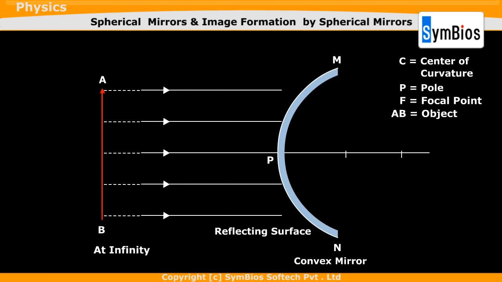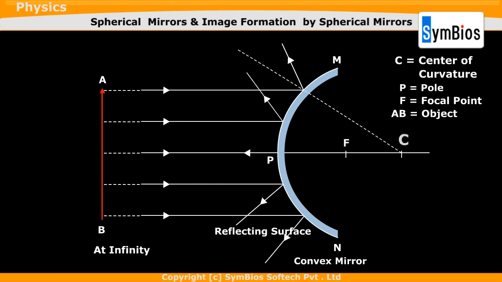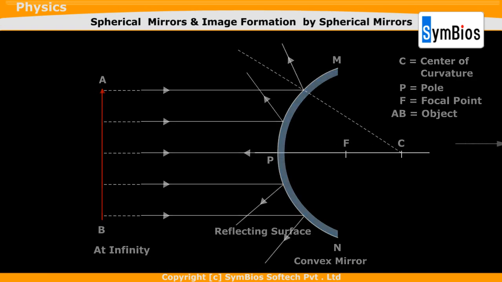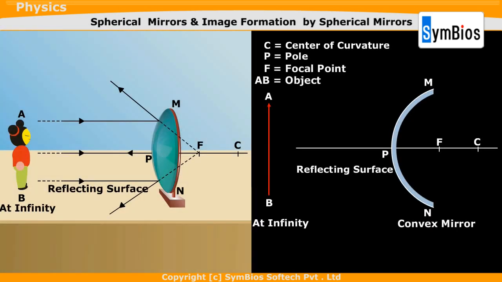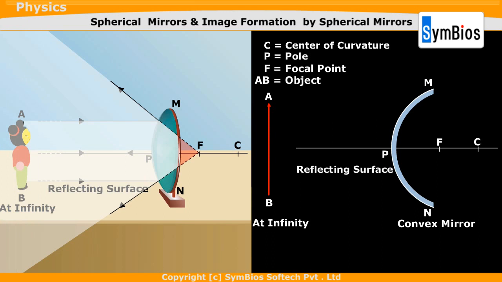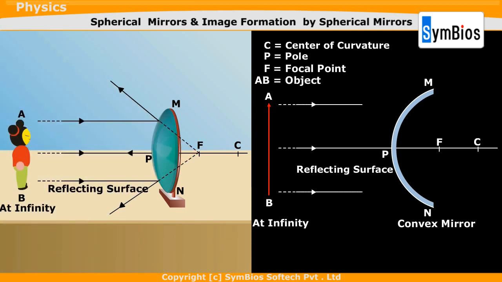Let us first identify the center of curvature C, pole P, and focal point F of a convex mirror. For a convex mirror, F and C fall behind the mirror. Let us take a doll and a convex mirror. Keep the doll at a large distance from the mirror. If the object is at infinity, then a point-size virtual image is formed at the principal focus of the mirror.